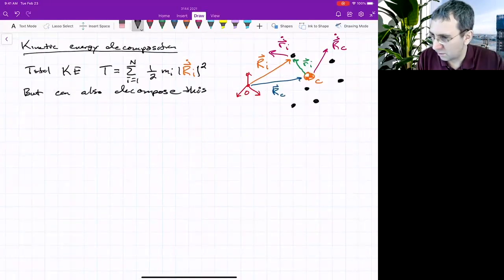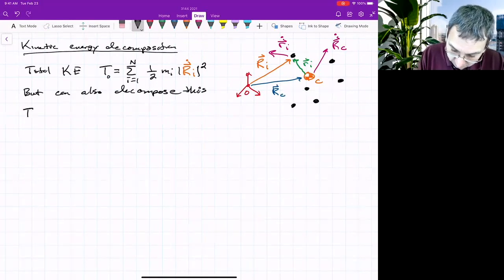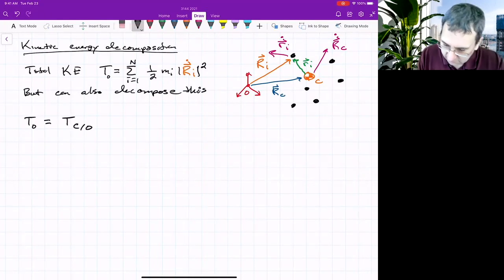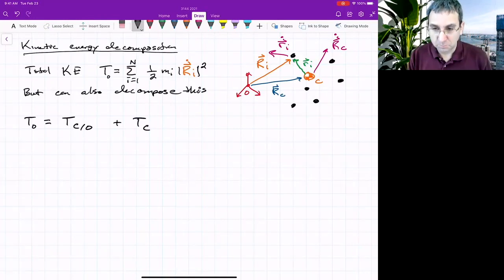And this is, we'll write it, if you want, we're writing this kinetic energy up here. This is kinetic energy with respect to that inertial point O. So we'll write kinetic energy of the center of mass with respect to O plus kinetic energy of the system with respect to the center of mass.